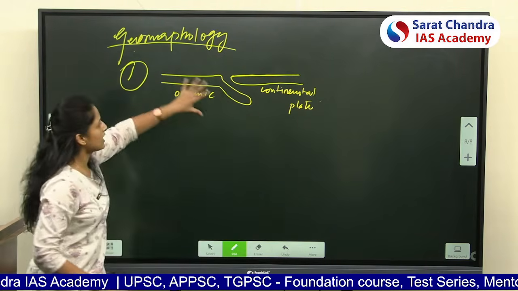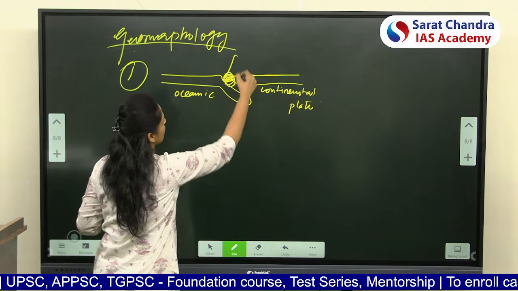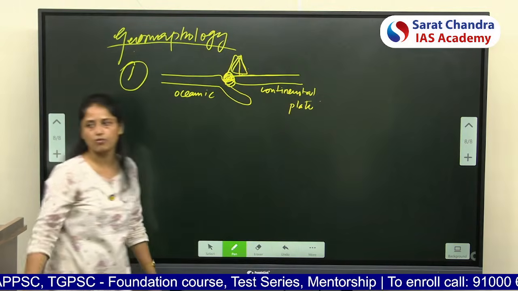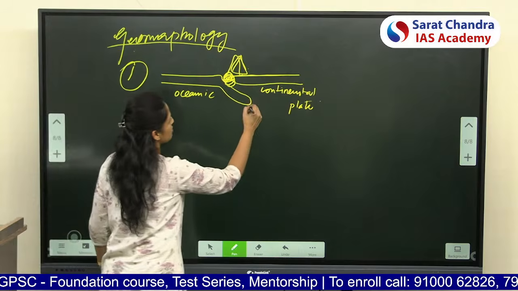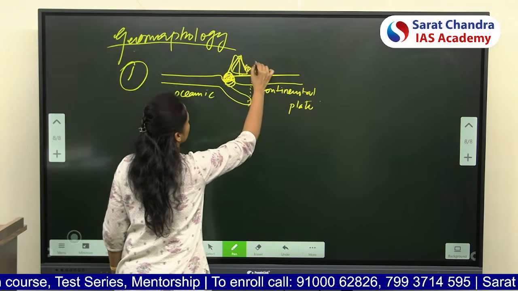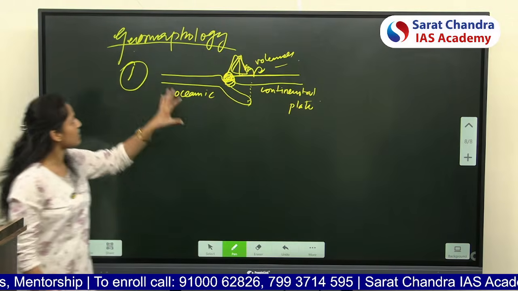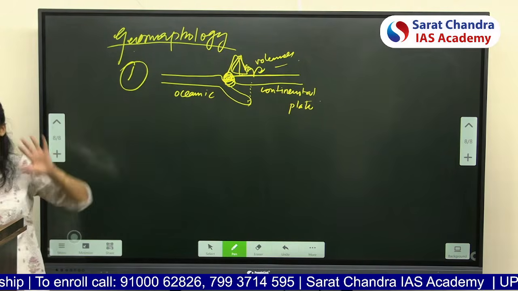And here you can label the diagram that here materials will accumulate over a period of time, and a mountain will be formed. And here this material will melt, it will rupture the ground, and here volcanoes can happen. So these are the very basic diagrams when you talk about geomorphology.